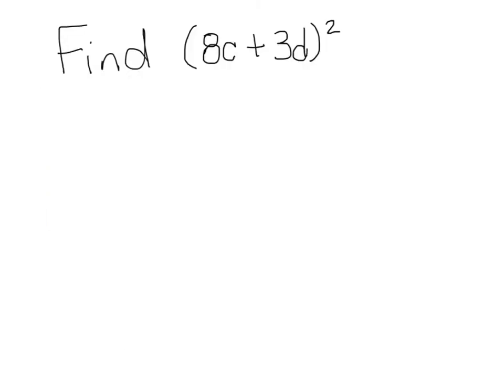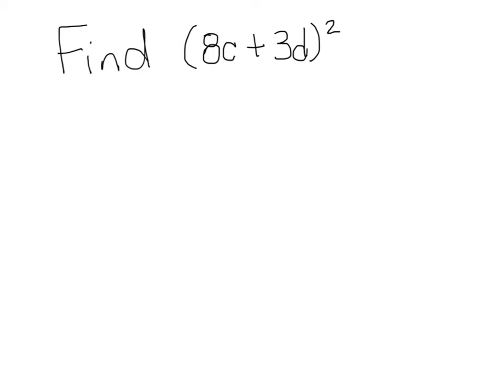Okay, use that shortcut that I just showed you to find the quantity 8c plus 3d, quantity squared. Don't let that second variable throw you off. You square the first term, 2 times the product of the two terms multiplied, and then your last term squared. Okay, let's see how you did on that.